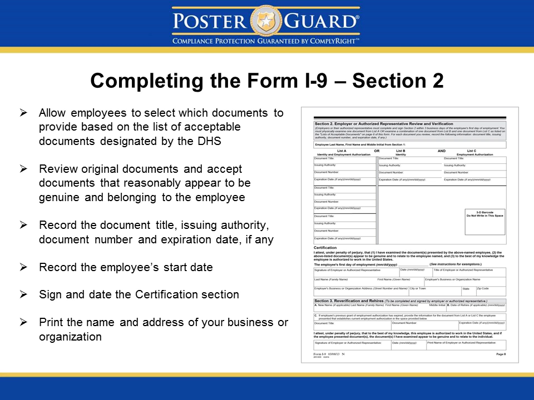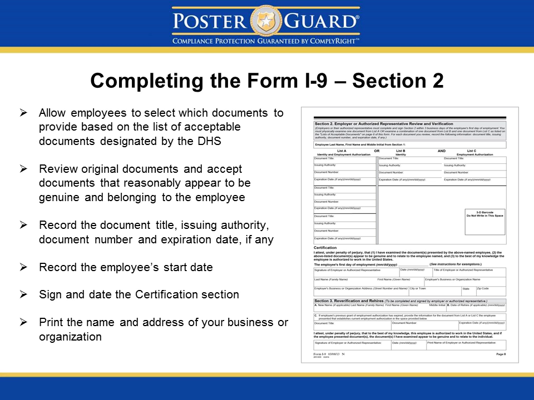Then you need to make sure that you sign and date the certification section. And this is done by the person, your representative, who actually reviewed the employee's documentation. And there's also a space for that person to print their name and title. But make sure that that's been signed. And then finally, don't forget in this section to print the name and address of your business. Even though it seems tedious, leaving it blank is considered a violation, and a lot of employers skip that because they think it's obvious or it's not necessary, but it is required, so don't forget that.